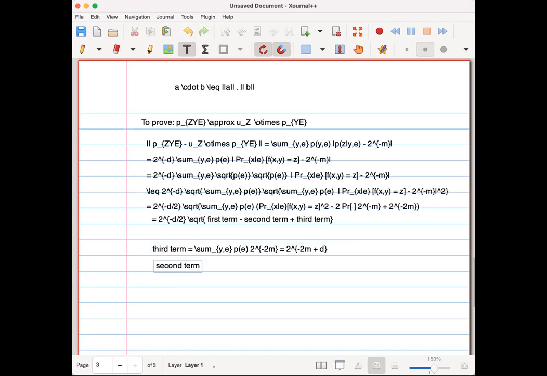Then the second term equals sum over y, e of p, e. There is also 2 to the power minus m. There's also a factor of 2. So 2. And now what do I have? It is this probability.